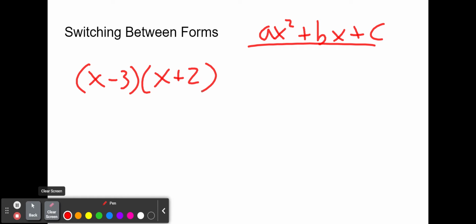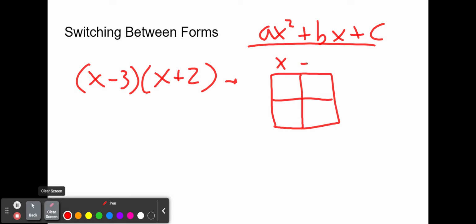want to convert that to standard form, it's really, really simple. This is exactly what we learned how to do 2 units ago. We just simply multiply these expressions together. You could use FOIL, you could use the box. I love the box, so I'm going to rock it this way. X times x, negative 3, x times 2, the result is x squared minus 3x plus 2x minus 6.